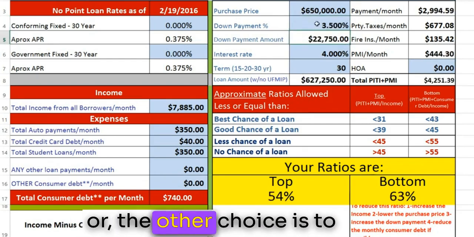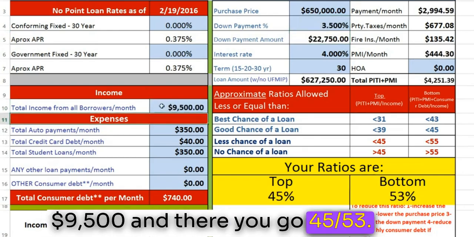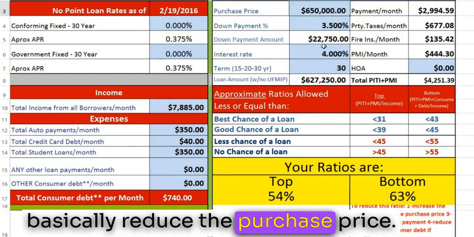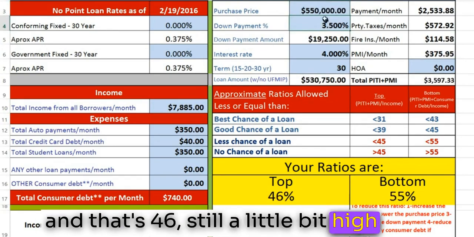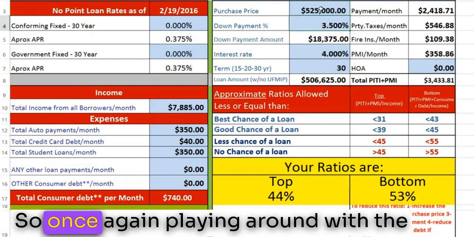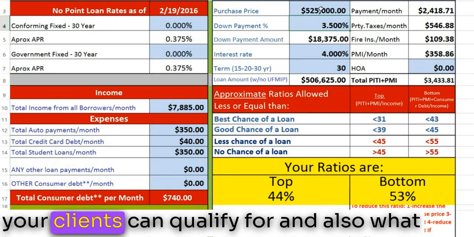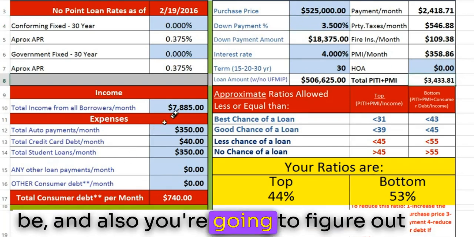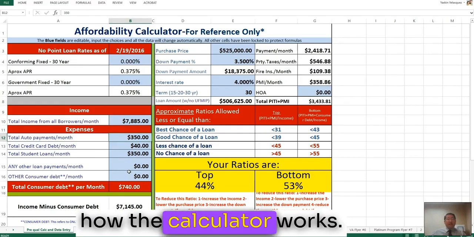Or the other choice is to increase the income. Let's say 9,500, and there you go, 45.53. Either that or we need to reduce the purchase price, and let's do 550 just to check, and that's 46, still a little bit high on the housing, so we'll do 525 for example, and that'll bring me to 44.53. So once again, playing around with the numbers, you'll figure out the maximum payment that you or your clients can qualify for, what your payment is going to be, how much income you need, and if you have to reduce consumer debt or not. And that's in a nutshell how the calculator works.